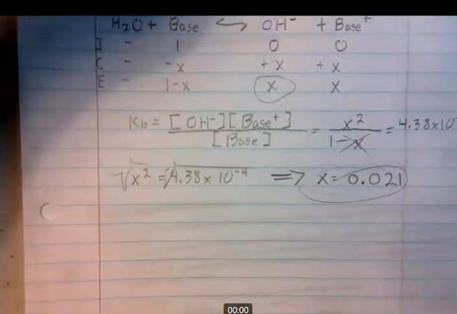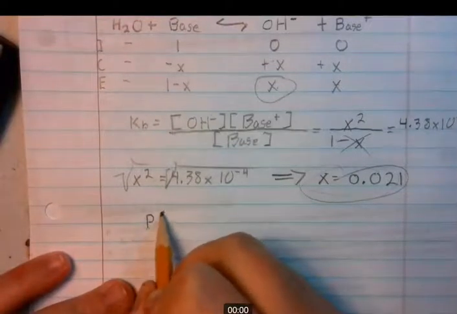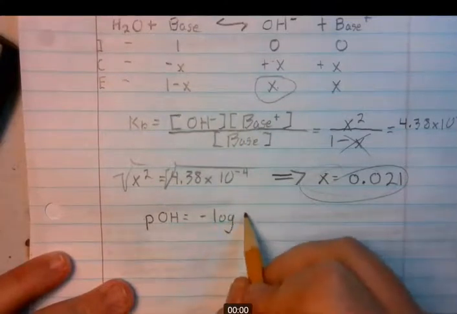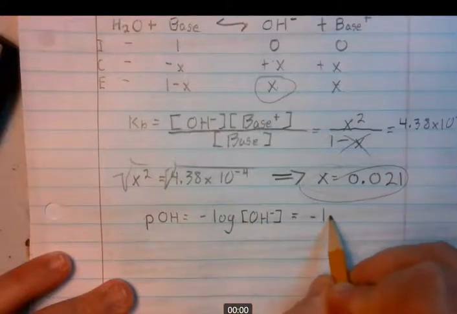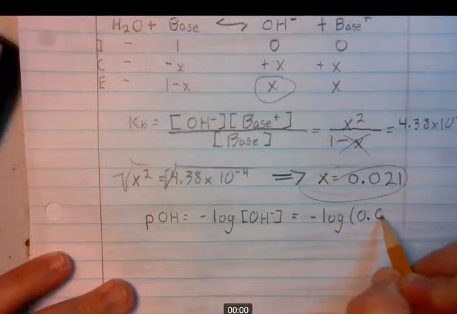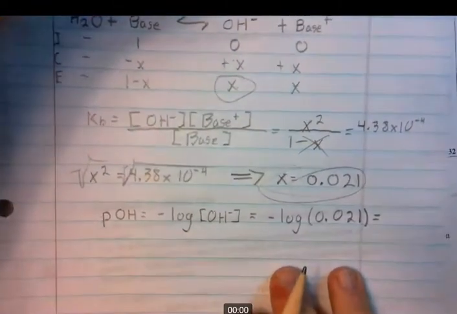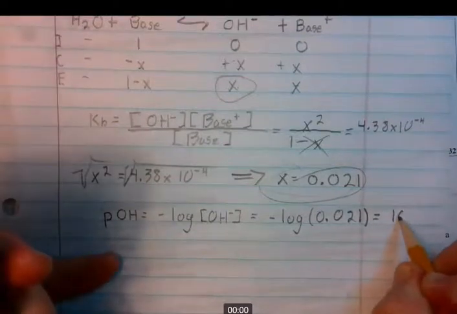So we want to get to pH, so I'm going to do it the same way we did last time. pOH equals negative log of the hydroxide concentration. And that is going to equal 1.67.